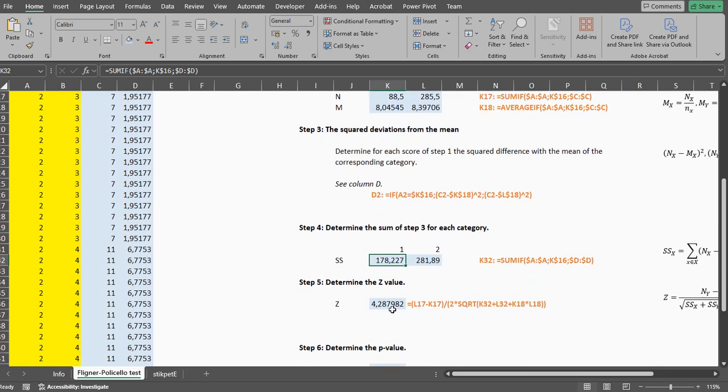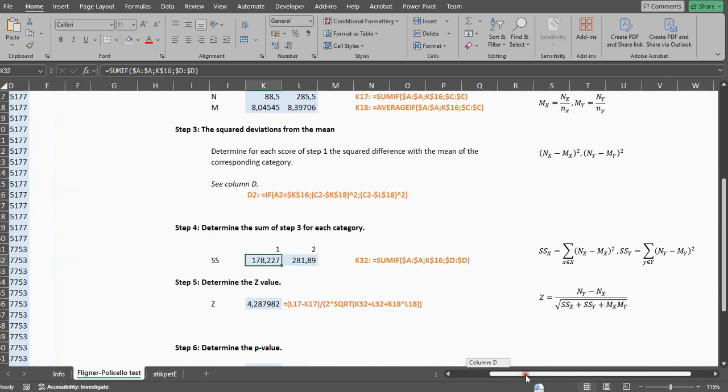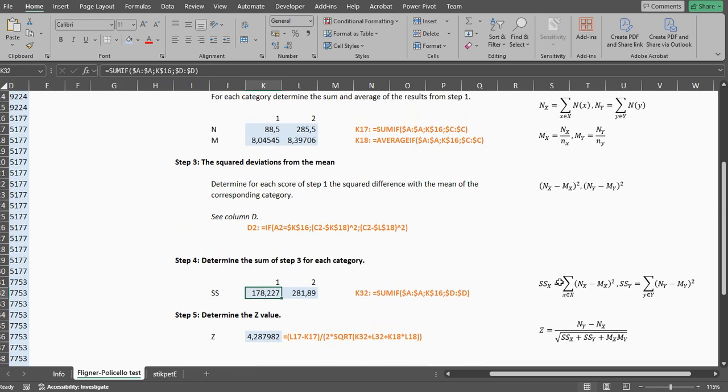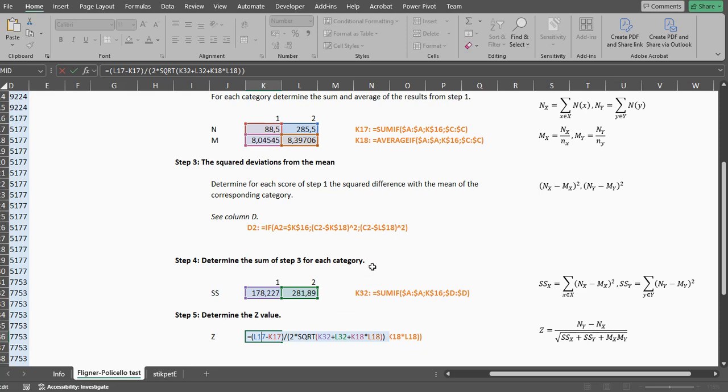Then finally we can calculate the z value. As you might notice, the formula is this one over here, but we have everything we need. So we have ny and nx. We have those sum of square deviations, and we have those means. So it's a matter of just following along the formula and using the square root function.